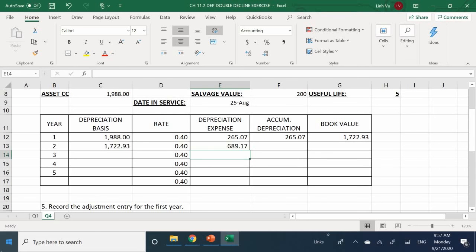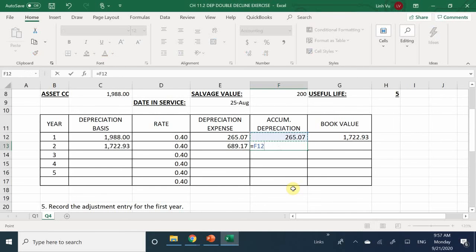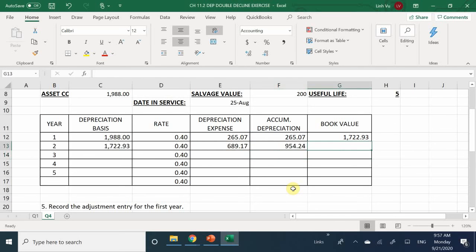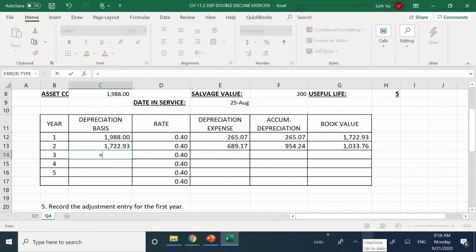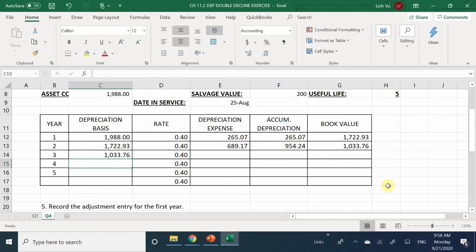Okay? So let's go ahead and solve for the accumulated depreciation for this one now. So we're leaving this at 689.17. So what is my accumulated depreciation going to be? 954.24. 954.24, yes. And then what is my book value going to be? $1,076. Good. So then my depreciation basis is going to be for the third year. It's going to be from there.